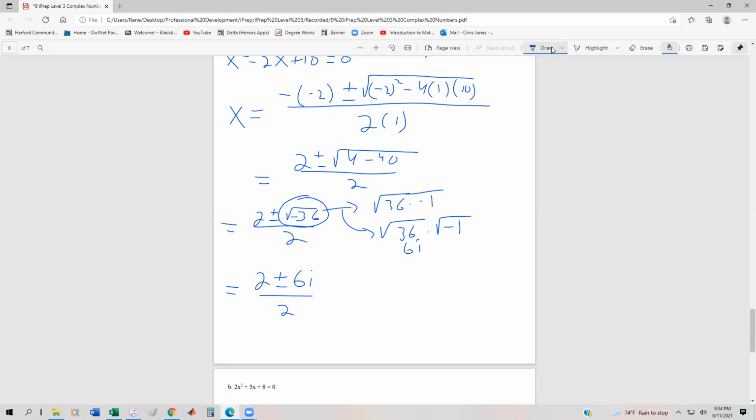Then we can break this up into two different fractions. So 2 over 2 plus or minus 6i over 2. And we can finally get our answer of 1 plus or minus 3i by dividing both of those by 2. So that's going to be our complex solutions. That's one of the reasons why we have these complex solutions, or these imaginary numbers: because when we have these quadratics, sometimes there's no real solution.